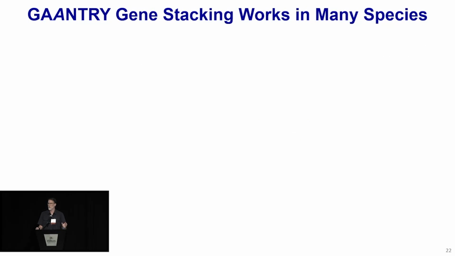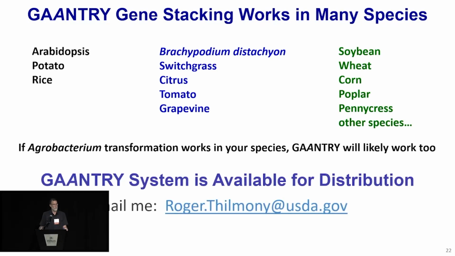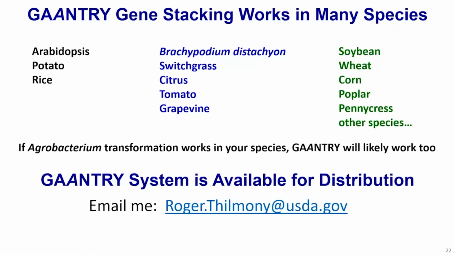So I've shown you Arabidopsis, rice. I mentioned we also had done potato, but the point here is that those aren't the only species gantry can be used in. So my lab has tested it in Brachypodium and switchgrass. My colleagues have tested it in citrus, tomato, and we've recently also used it in grapevine. I know other groups have used it in soybean, wheat, corn, poplar, pennycress, and I'm pretty sure there are probably other species out there.